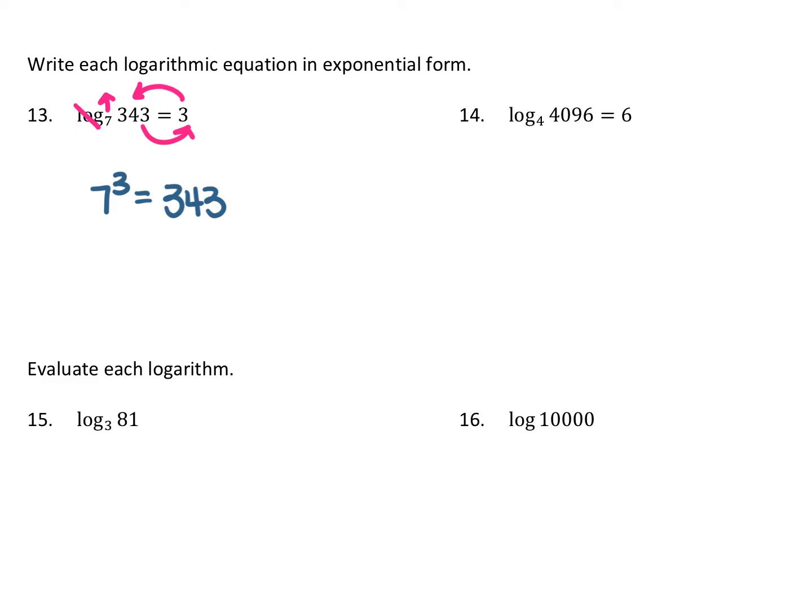For something like 14, when you have log base 4 of 4,096 is equal to 6. Again, drop the log, bring up the 4. 6 becomes your power. Your answer becomes the 4,096. So you have 4 to the 6th power is equal to 4,096.